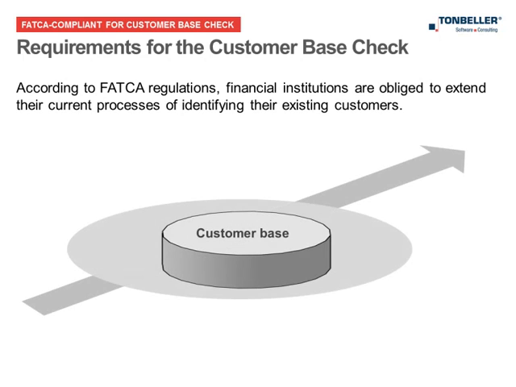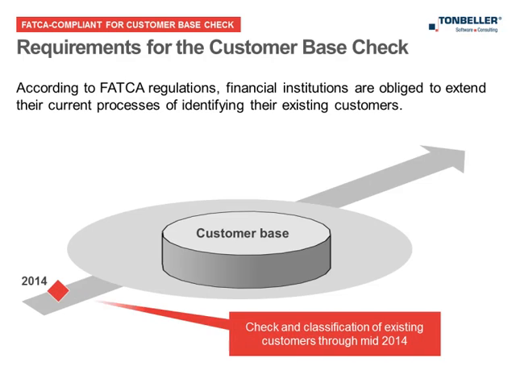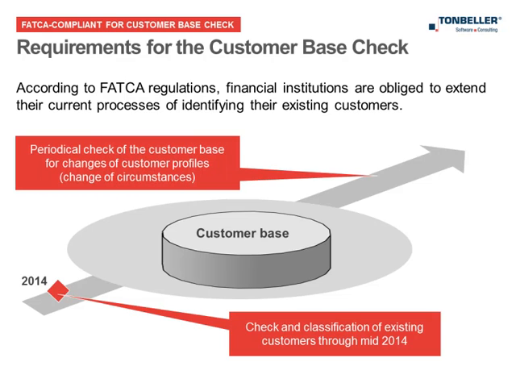FATCA states that financial institutions must extend their current identification processes for existing customers to identify them in accordance with FATCA regulations and report their U.S. accounts along with all assets and income to the IRS or national authorities. Doing so, it is not sufficient to update the customer data only once. FATCA requires a periodical customer base check for changes in the customer profiles or change of circumstances. Such changes may require the customer's reclassification.